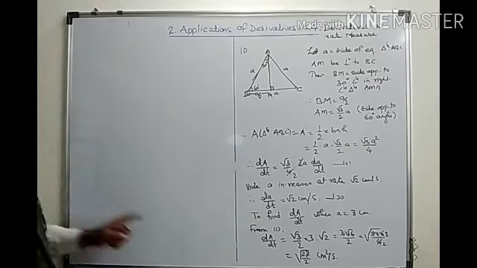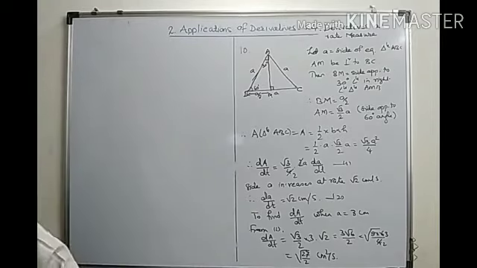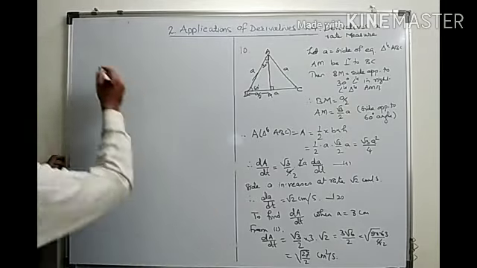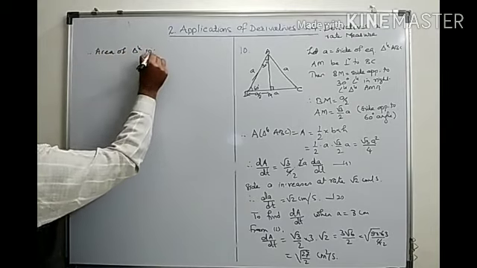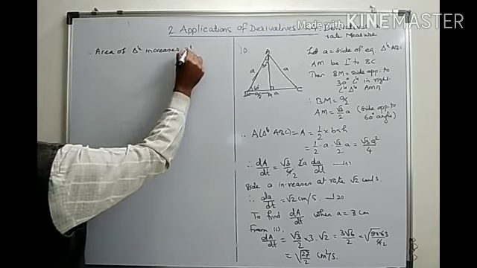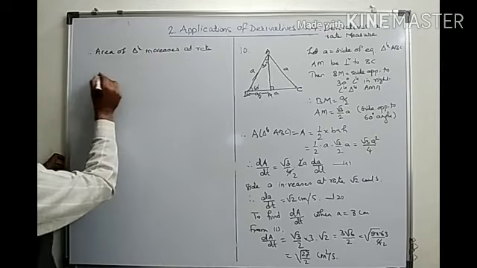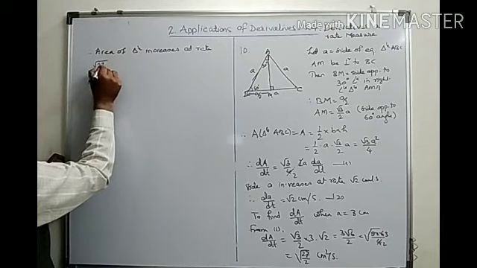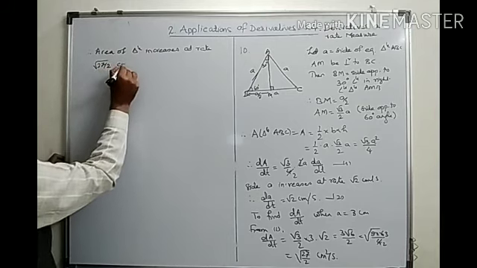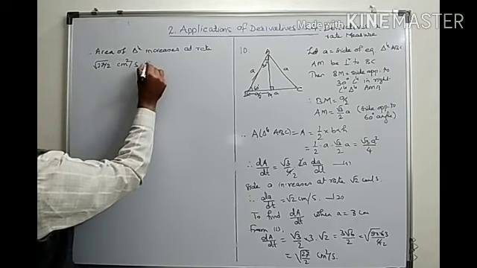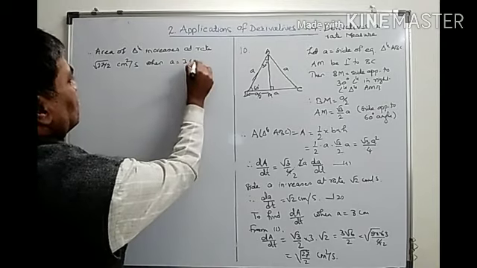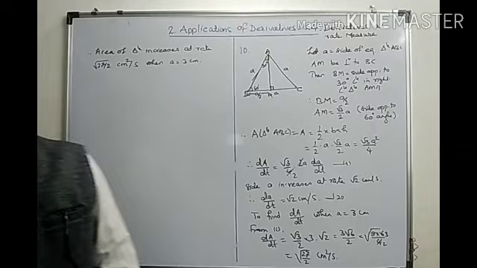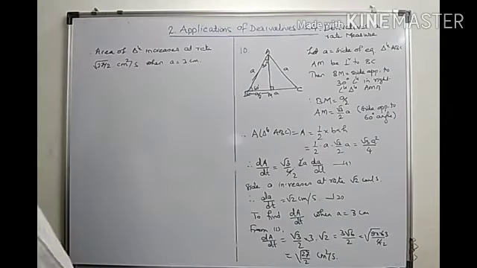Therefore, area of triangle increases at the rate root 27 by 2 centimeter square per second when A is equal to 3 centimeter, that is, when the side is 3 centimeter. Okay. Next example.